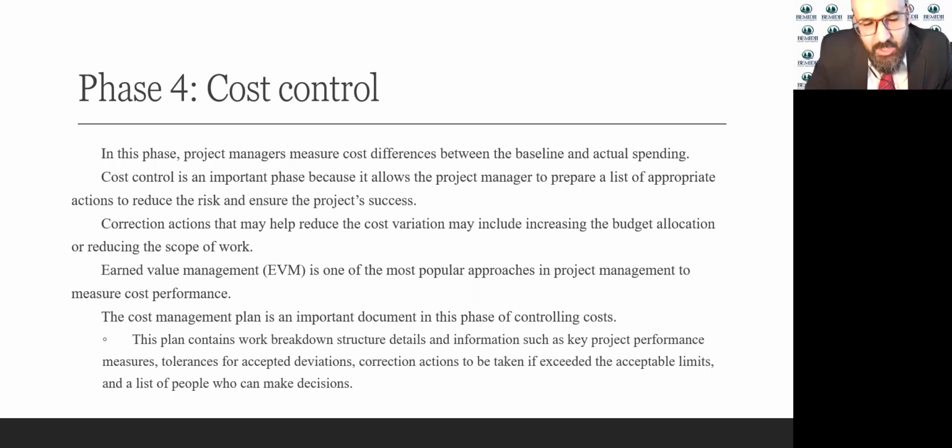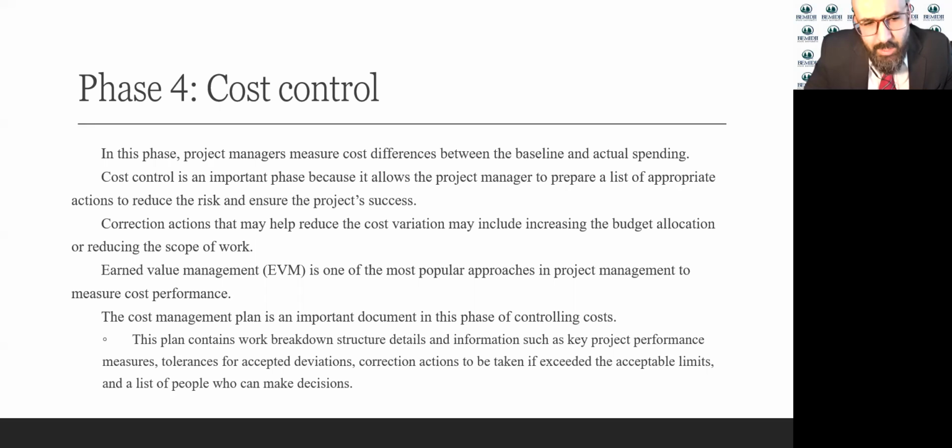Corrective actions that may help reduce the cost variation may include increasing the budget allocation or reducing the scope of work. One of the techniques that we use in project management is called earned value management, or EVM. It's one of the most popular techniques in project management to help you compare the cost baseline with the actual spending.